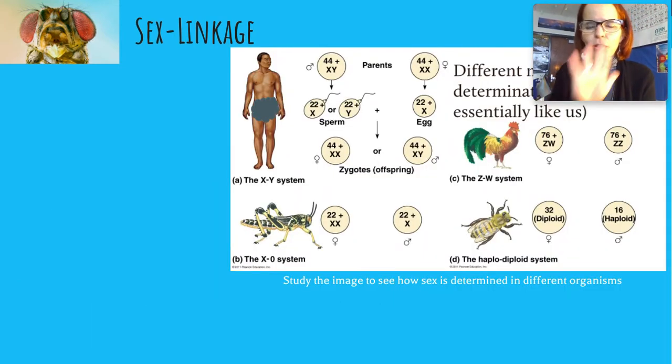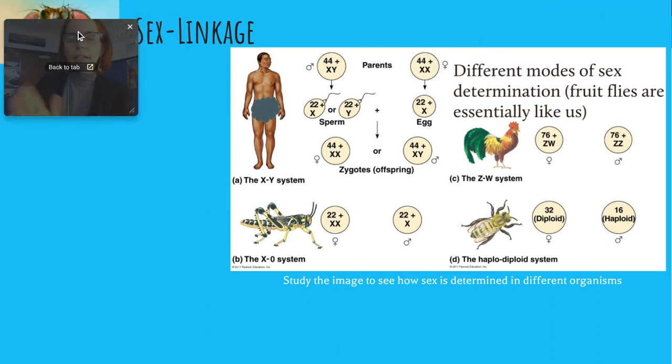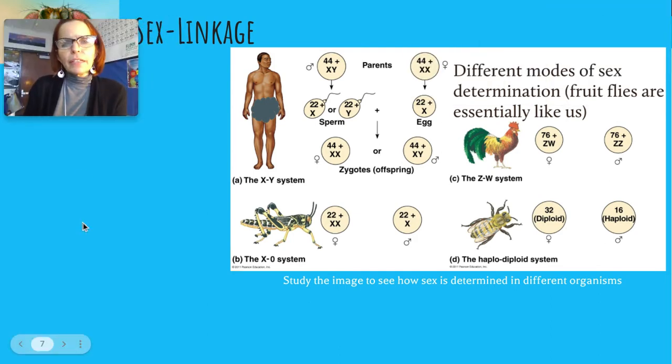All right, so let's just go through a couple quick things. Sex linkage, I just want to show you this image because it varies from species to species how sex is determined. So you're familiar with the XY system in humans, and there's actually lots of organisms that share the XY system. In grasshoppers, we have the XO system, and O in this case is like an empty set. So the females are XX and the males have just an X. There's not a Y chromosome.